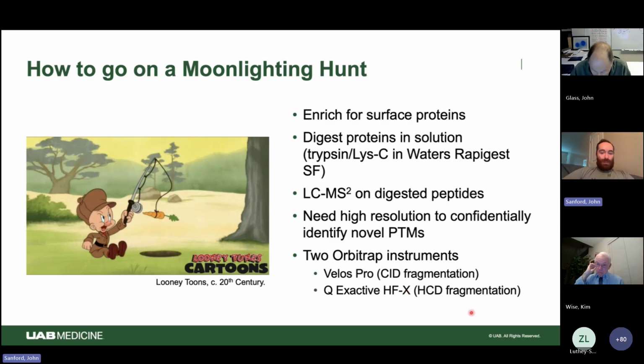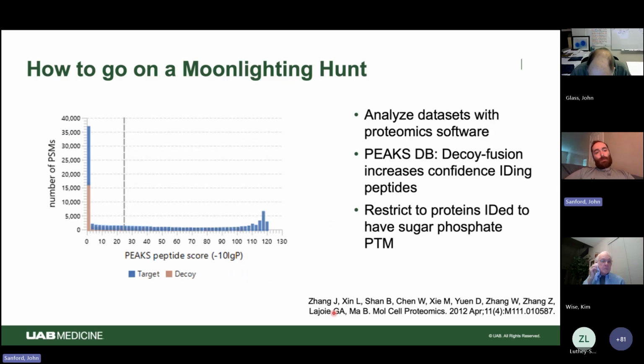Again, I don't really want to take up too much time talking about it, but basically they're two interesting, almost complementary fragmentation techniques, and it helps us generate a more confident data set, or confidence in our identifications, when we're running samples on these two different instruments. So once we have these mass spectra, then we use proteomics software to analyze them.